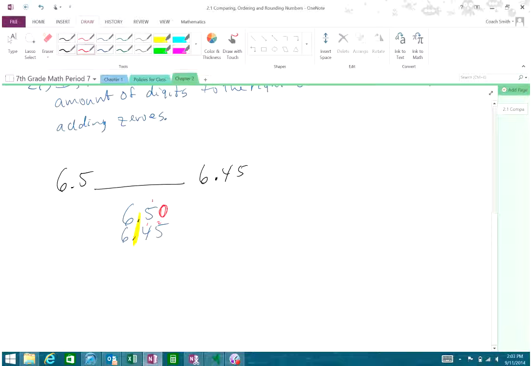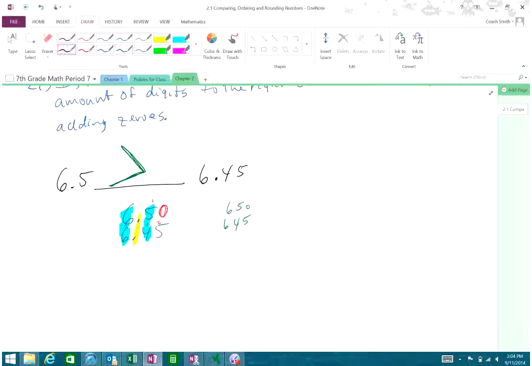Now, it should be fairly simplistic which one is larger, but what you do is you look at the first digits. They're the same. You look at the second digit. Which is larger, 5 or 4? 5. So therefore, we're going to put in here the greater than sign. The other way you can look at it is, if you look at 650 and 645, obviously 650 is the larger number. Once you've put the same amount of digits, it's that way.